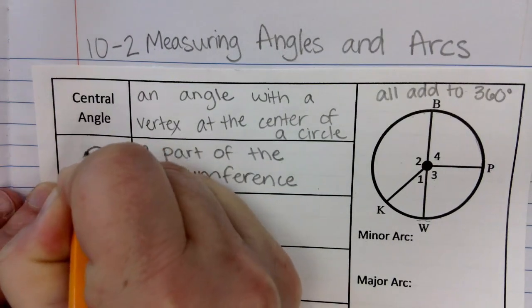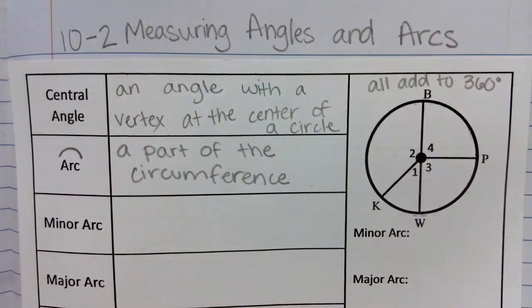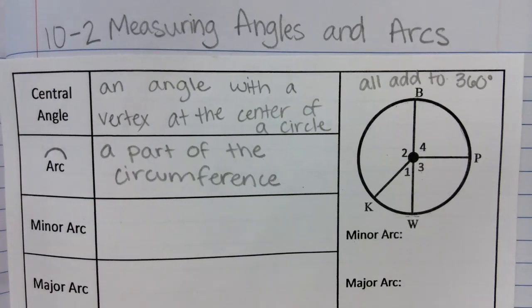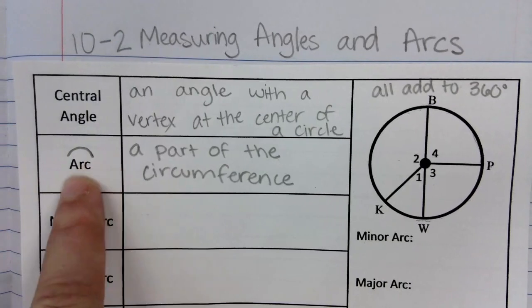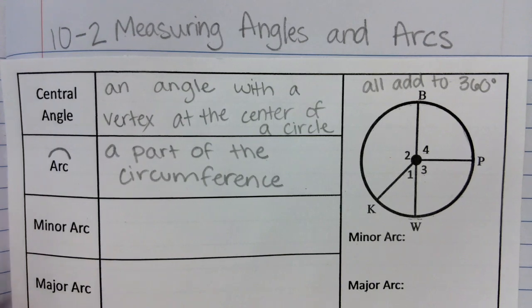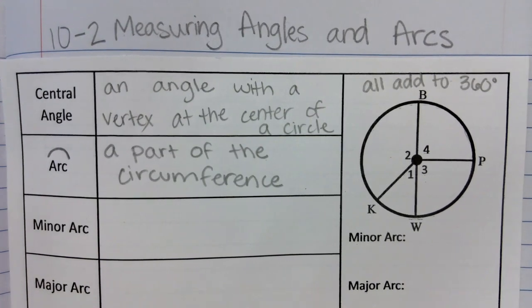All right, we have 3 different types of arcs. We have a minor arc, a major arc, and a semicircle. So when you go to college and you have a major and a minor, what do you spend the most amount of time on? You generally spend the most amount of time on your major. That's what you would graduate with if you go to college.